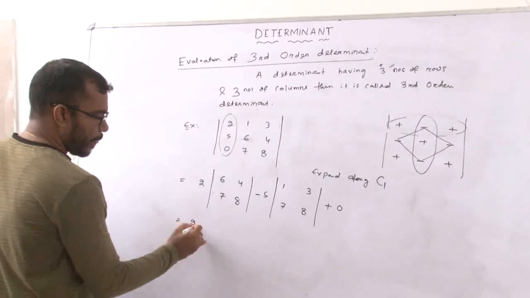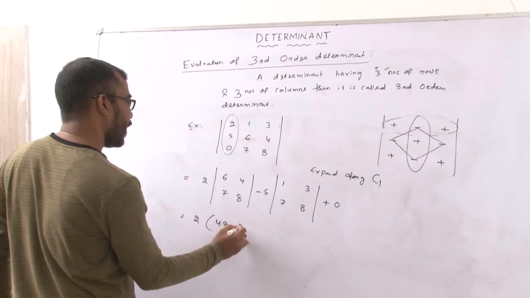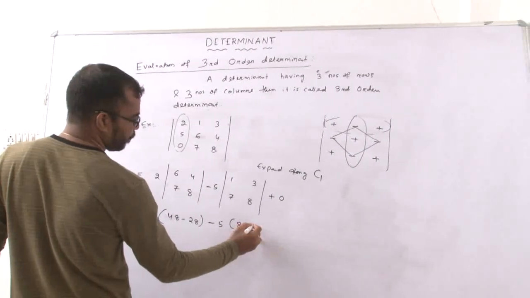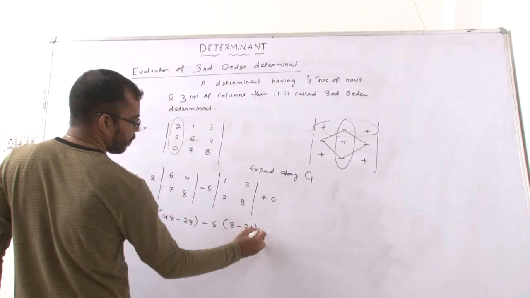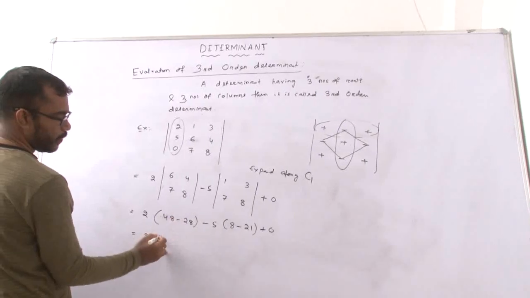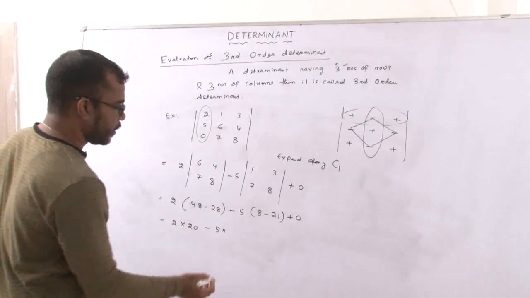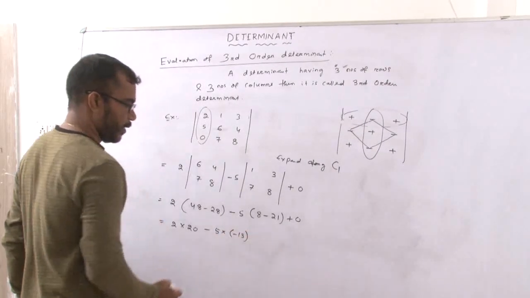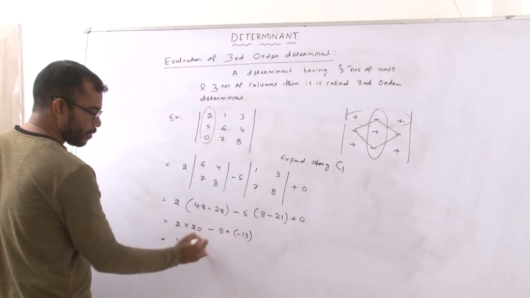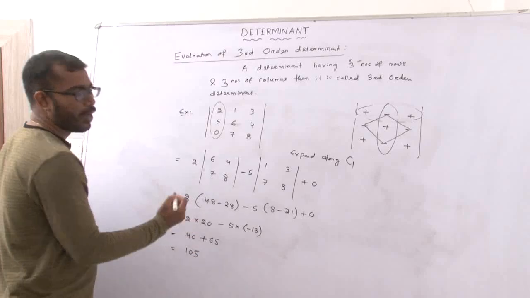So if we solve them, 2 into 6 into 8 is 48, 48 minus 28, minus 5 into 8 minus 21, plus 0. So 2 into 48 minus 28, that is 20, minus 5 into 8 minus 21, that is minus 13. So if we multiply, we get 40, minus minus, that is plus 65. So we get the value 105.